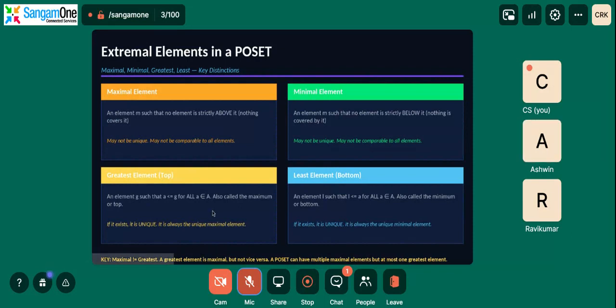Key: maximal is not equal to greatest. The greatest element is maximal, but not vice versa. A partially ordered set can have multiple maximal elements, but at most one greatest element. Like if you consider the set 1, 2, 3, 4, 5, there 5 is the greatest element. It may or may not be maximal or vice versa.